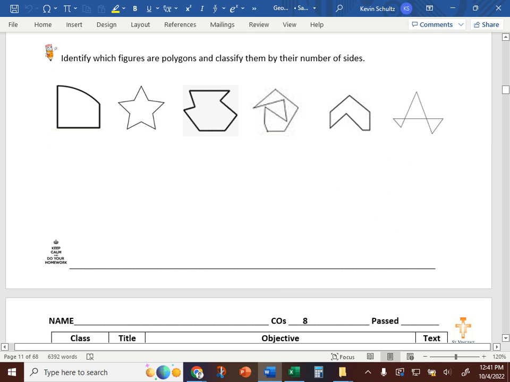Your homework for tomorrow is simply to identify which figures are polygons. Oh, is that why you were all buzzing at the start of class before I started recording? Because you saw the word figure in there. That was okay. Now it makes sense. Identify which figures are polygons and classify them by their number of sides.